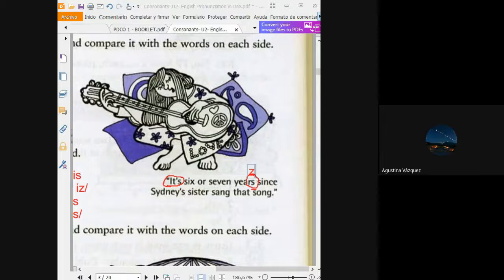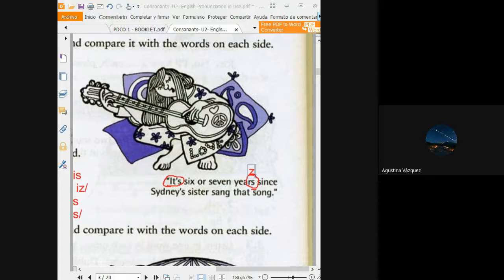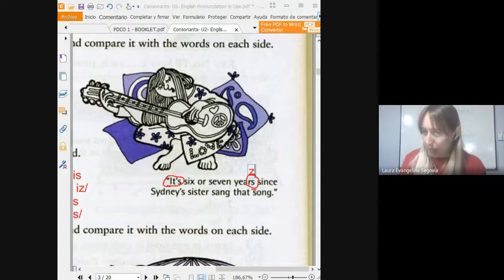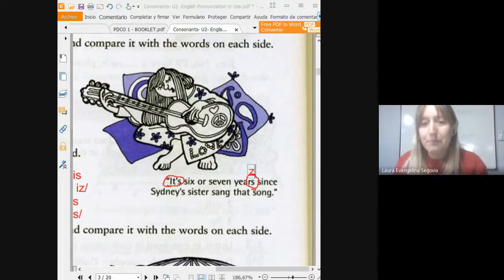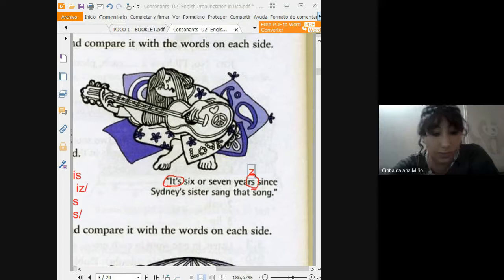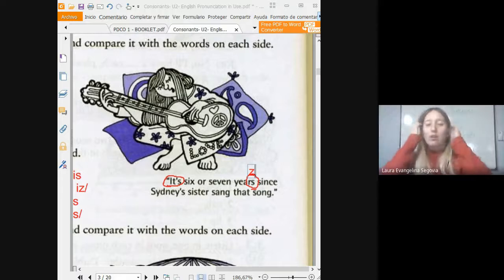It is 6. No, sorry, don't say it is. It's 6 or 7 years since Sydney's sister sang the song. Okay, you need to practice that one. Be careful because you are eating sounds, you are omitting some sounds. It's 6 or 7 years. Okay? One more time, Agustina, and then I let you breathe. It's 6, 7 years since the sister sang the song. Okay, good. Very good. Better.